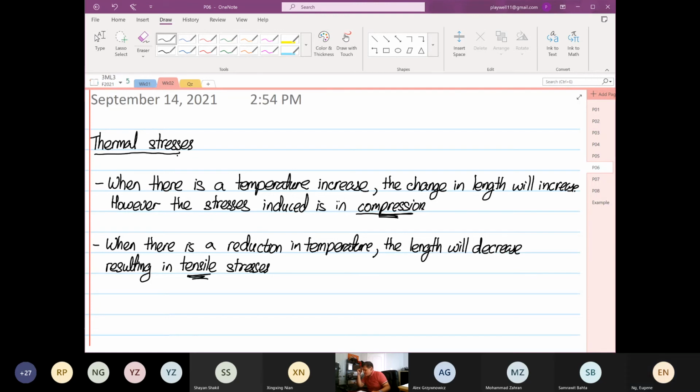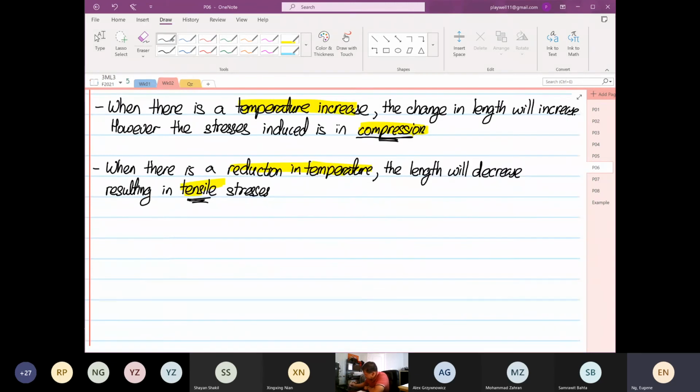Okay. So this statement is that when the temperature increases, you get compression. Temperature decreases, you get tension. So temperature increase, compression. Temperature decrease, you get tensile. So I want you to just remember this statement for thermal stresses. So always remember, important thing to consider.